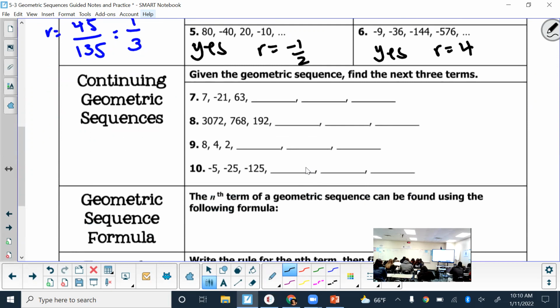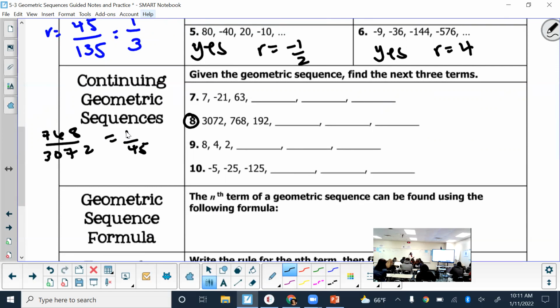All right, for continuing the geometric sequence, I have faith in you guys. We just did it in the bell work, so we'll do maybe 1 or 2. So look at number 8. In order to continue the sequence, what do we need to identify? The common ratio. So take one of your terms, like maybe 768. Do I divide it by the term that's before it or after it? Before it. Divide each term by its previous term. So when I do that, what do I get?